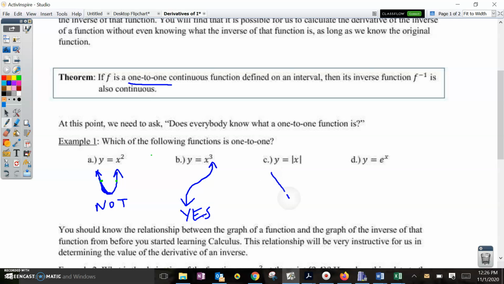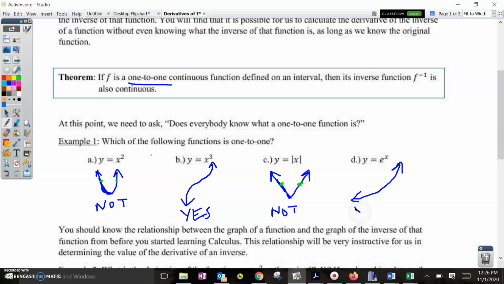And y equals absolute value of x. This is not one-to-one, again, because we have x values that correspond to the same y value at many places in the function. And y equals e to the x looks like this. And yes, that is one-to-one. Every x value goes to a unique y value. And it's important for us to understand the concept of one-to-one when we're talking about derivatives of inverses, because we're only going to be able to use what we talk about with derivatives on functions that are one-to-one.